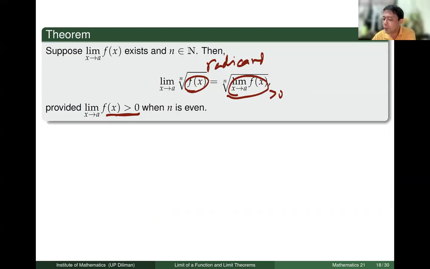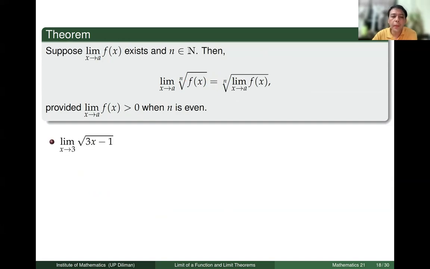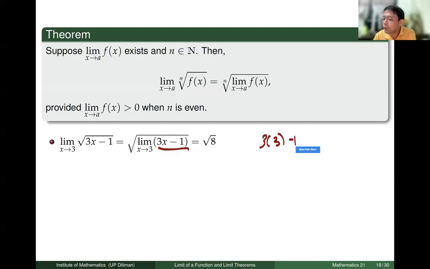So that's the requirement. So for example, what is the limit of the square root of 3x minus 1? Firstly, the limit of the square root is the square root of the limit. So when you evaluate 3x minus 1, this is just a polynomial. So that will be 3 times 3 minus 1. So that is 8, and 8 is greater than 0. So fine. Okay. So the answer is just the square root of 8, or 2 square root of 2.